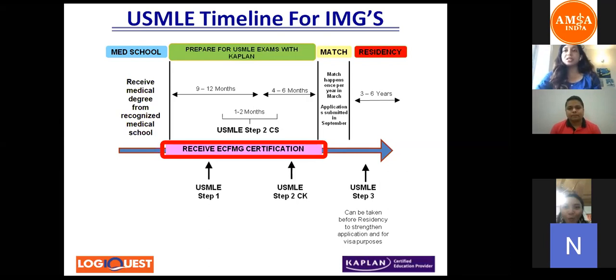Okay, thank you, sir. Right. So I think that answers our question. You have to get your certification after you write the Step 1, Step 2 CK and CS, and then you can apply for ECFMG certification. That's right. Okay, so the next question is, what all documents must you have to apply for a residency? And do I need to apply for a US visa while I apply for a residency?